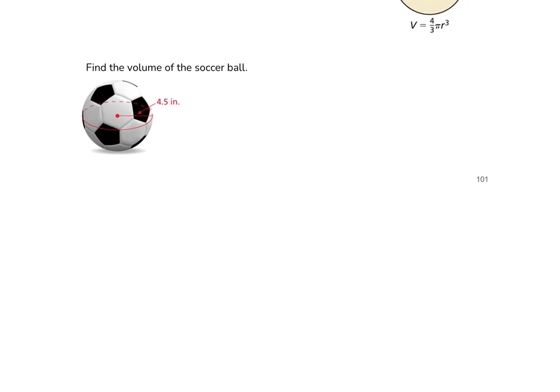So here we're finding the volume of a soccer ball. And if they just flat out give us the radius, then we're ready to go. Okay, we have everything that we need. So we're going to go 4/3 times pi times 4.5 cubed. Okay, so a couple of things that you would need here.